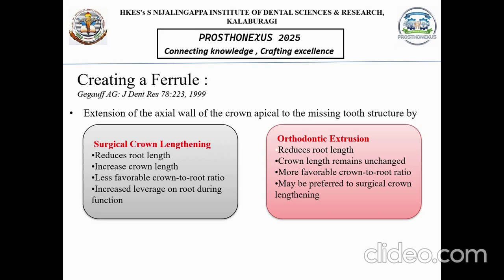Again, orthodontic extrusion also reduces the root length. Crown length remains unchanged, so a more favorable crown to root ratio may be preferred over surgical crown lengthening. So basically, what we can interpret from this slide is that orthodontic extrusion is an ideal procedure as compared to surgical crown lengthening, because your crown to root ratio becomes favorable.